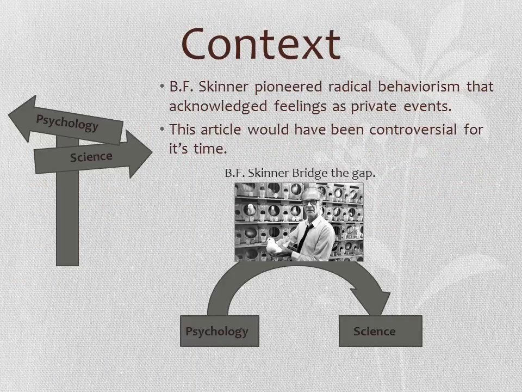To fully appreciate this article, you need to understand the context in which it was written. At this time, psychology and science were not considered compatible. Psychology was sometimes called pseudoscience because it was too subjective and it did not meet the criteria of hard scientific study. B.F. Skinner helped bridge the gap so that psychology and science could be compatible, and this article was critical in bridging that gap.